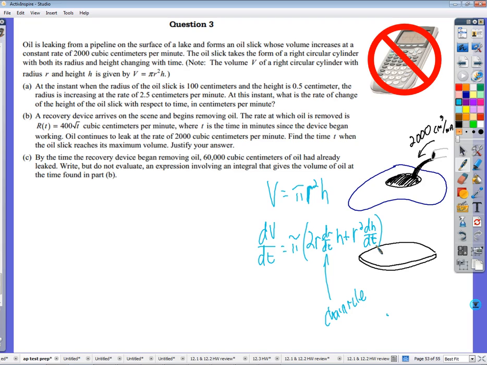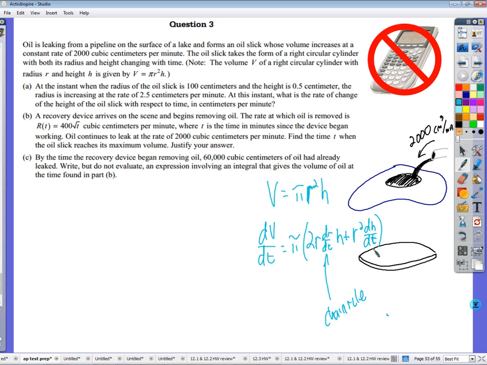Now let's read part A, knowing all this, with our new rate of change function. At the instant when the radius of the oil is 100 centimeters, the height is 0.5 centimeters. The radius is increasing at a rate of 2.5, increasing being positive. At this instant, what is the rate of change of the height?